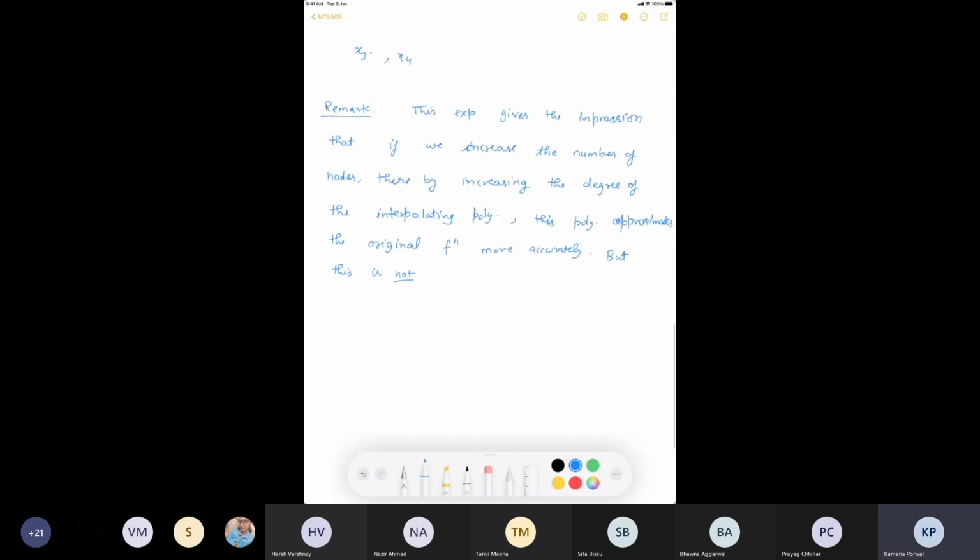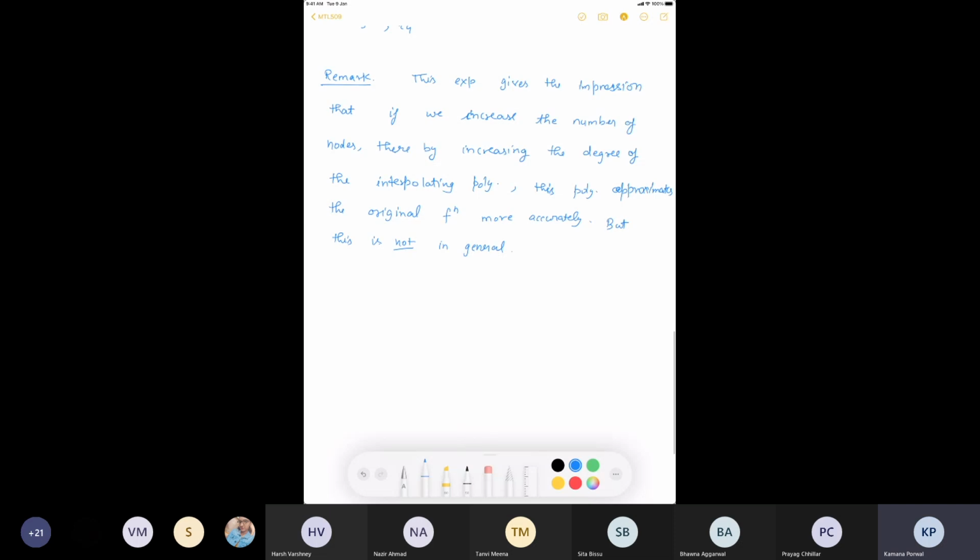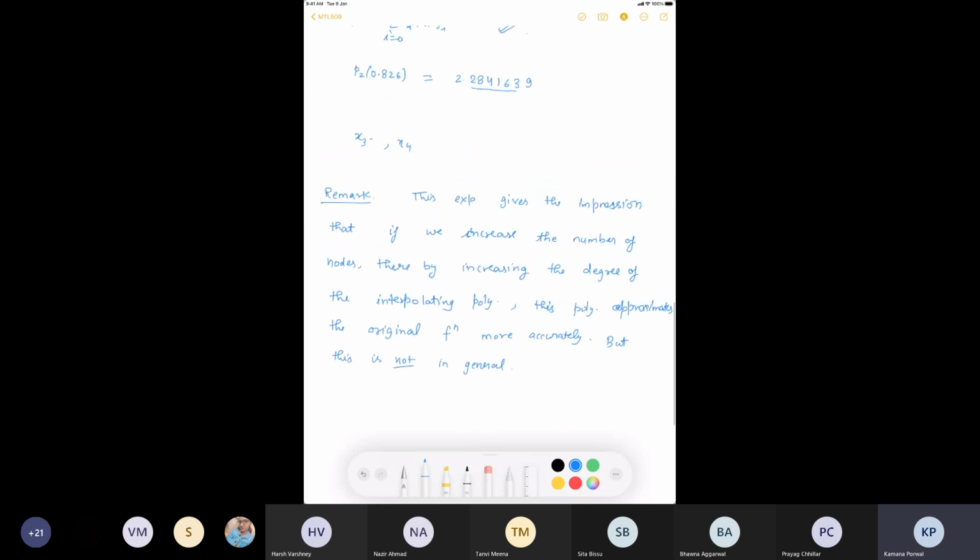And we'll try to justify why it is not true in general. But this phenomenon, where you can get a better and better approximation by increasing the polynomial degree, holds if the function is smooth. You can see here the function is the exponential function, so it is a C infinity function. As you increase the polynomial degree, you will get a better and better approximation.